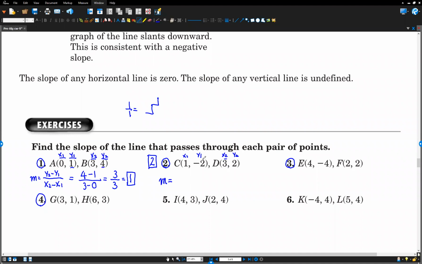Now y2 minus y1 over x2 minus x1. That's the slope definition. y2 minus y1: 2 minus negative 2, not just minus 2, because this number is negative. Over x2 is 3, minus x1 is positive 1, that's why minus 1. So 2 plus 2 is 4. Step by step: 2 minus negative 2 is 2 plus 2. And 3 minus 1 is 2. 2 plus 2 is 4, divided by 2, the slope is 2.